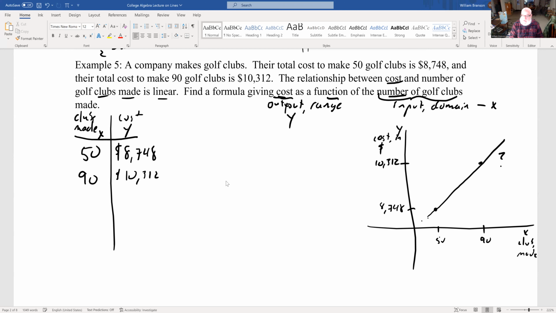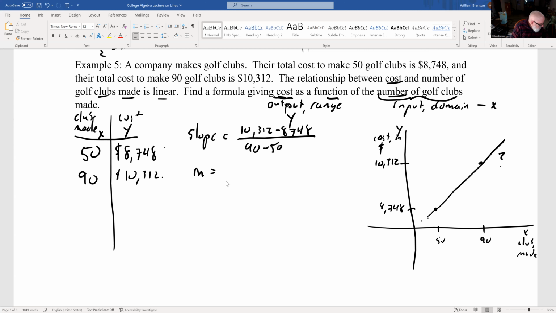What I want to know is what's the equation of that line? So how do I do that? I need the slope, and that's the change in y, 10,312 minus 8,748 over the change in x, 90 minus 50. So my slope, which is m, equals 39.1.